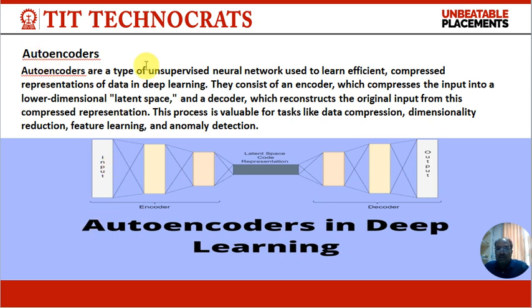So now, the next concept of deep learning in this unit is the autoencoder, a type of unsupervised neural network used to learn efficient compressed representations. So here we will see now.